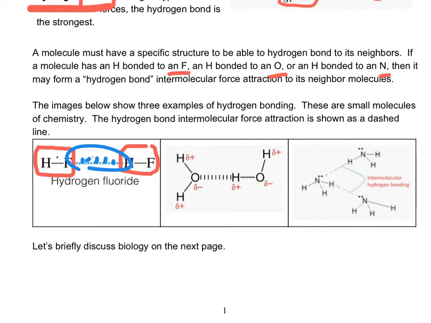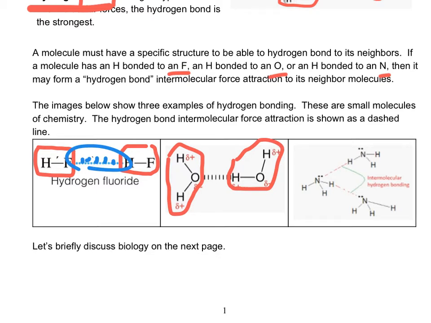Moving to the middle diagram, those are 2 water molecules. And so let me circle the water molecules. That's a water molecule, and that's a water molecule. And they are held together by covalent bonds. But I've also got this dash, dash, dash going between the molecules.